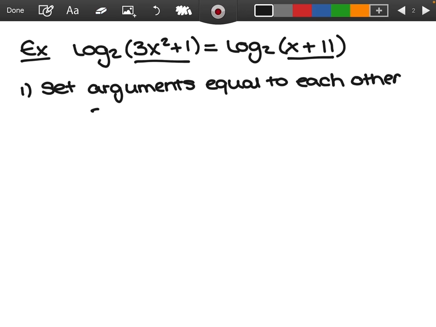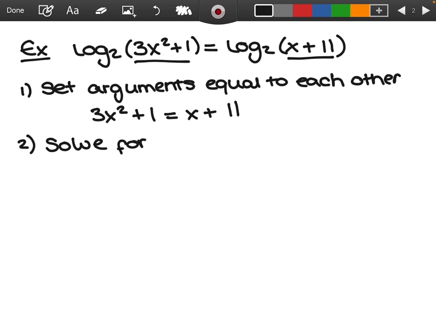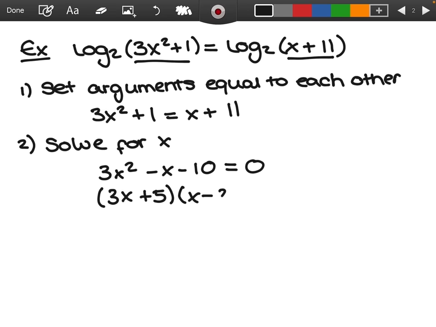So we're going to set the arguments equal to one another, which will give me 3x squared plus 1 is equal to x plus 11. Then you can go ahead and solve for x. Okay. So if we do that, you bring everything onto one side, set it equal to 0, which would give you that. And then if you factored this thing, you would get 3x plus 5, x minus 2 equals 0.